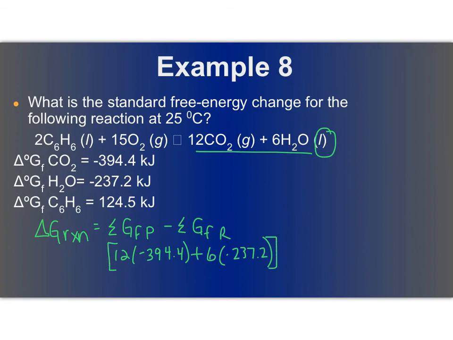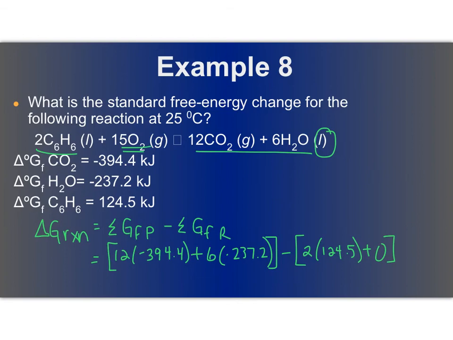So then we're going to subtract the free energy of formation of the reactants. We have 2 moles of benzene here, so 2 times 124.5. And then, of course, we have oxygen, but oxygen is an element in its standard state, so the Gibbs free energy value is going to be 0. It doesn't matter that there are 15 moles of it.